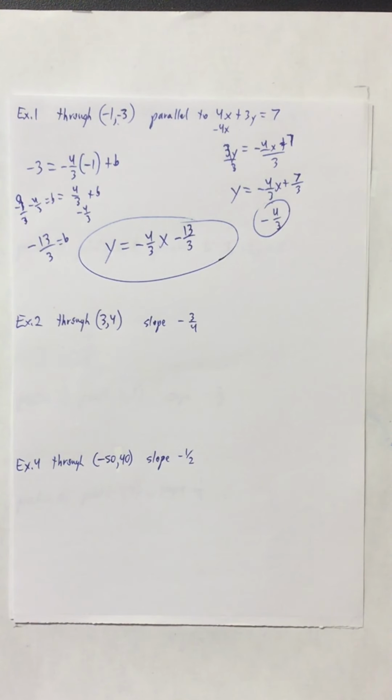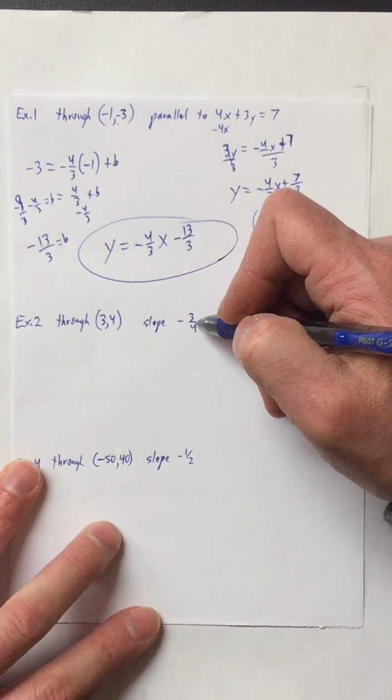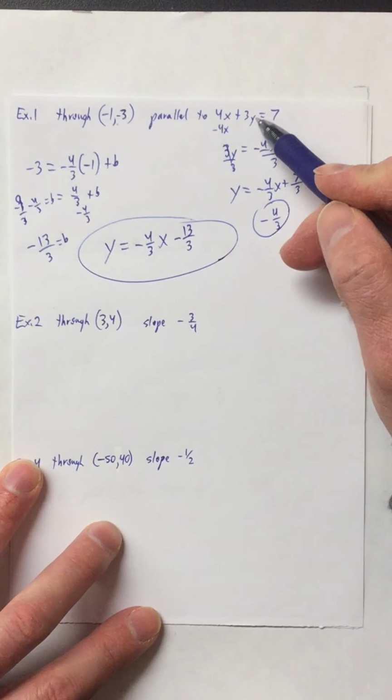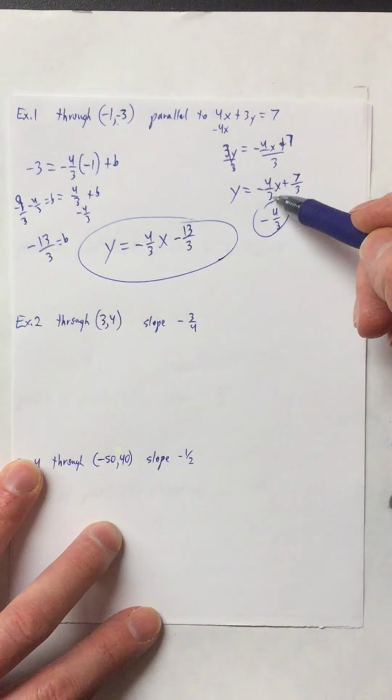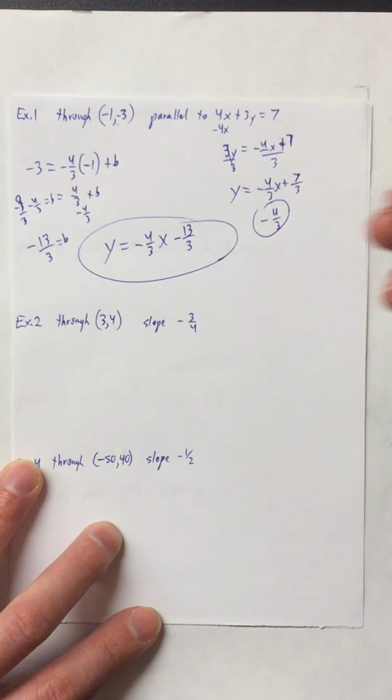Okay, let's look at another one here. Jump to example 2. Example 2 is easier because instead of having you rearrange the equation to pull the slope out, they just give it to you.